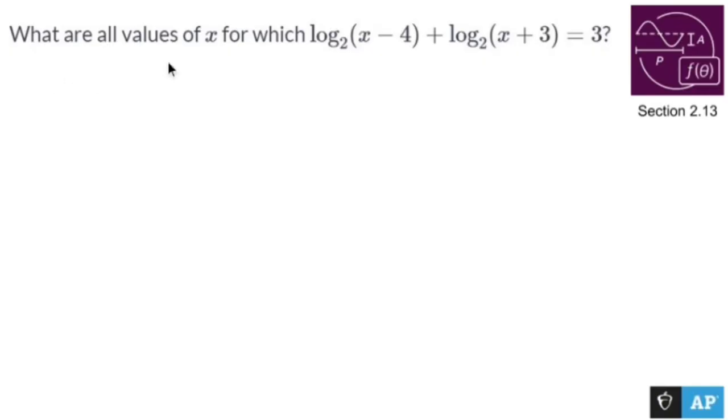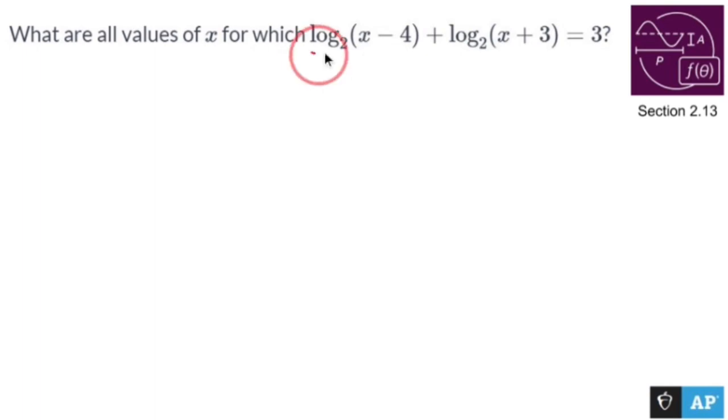What are all values of x for which log base 2 of x minus 4 plus log base 2 of x plus 3 equals 3? All right, whenever I see these log problems and I have x floating around in a log, that means I have to get rid of the logs. So that's what I'm going to do.